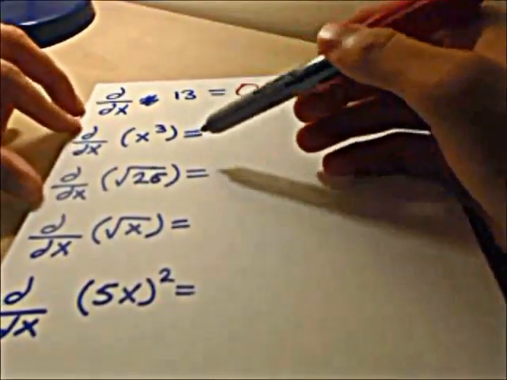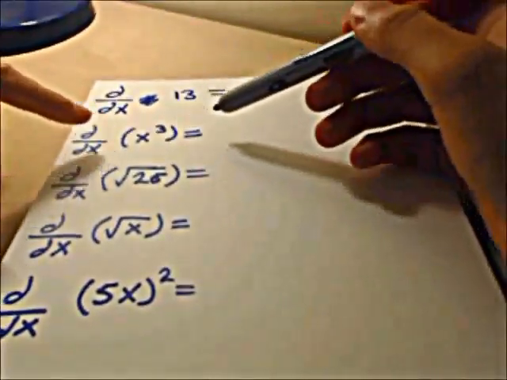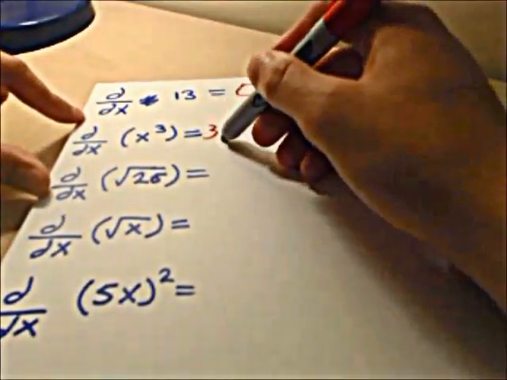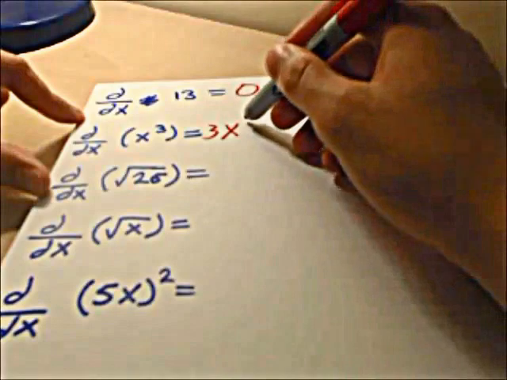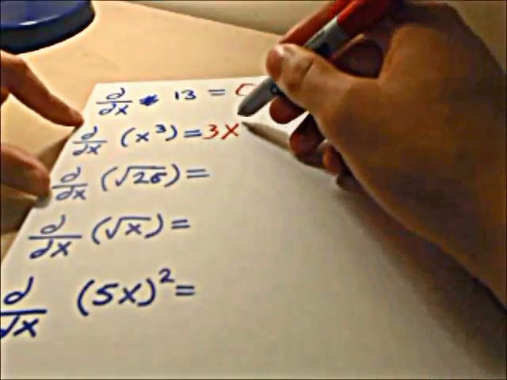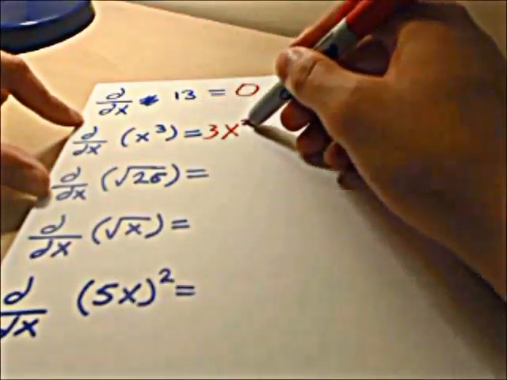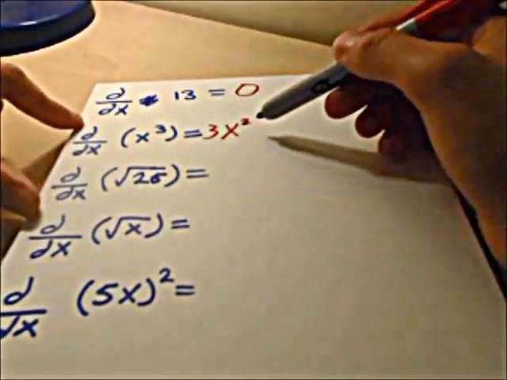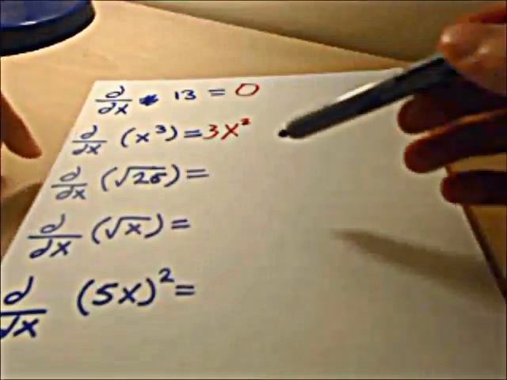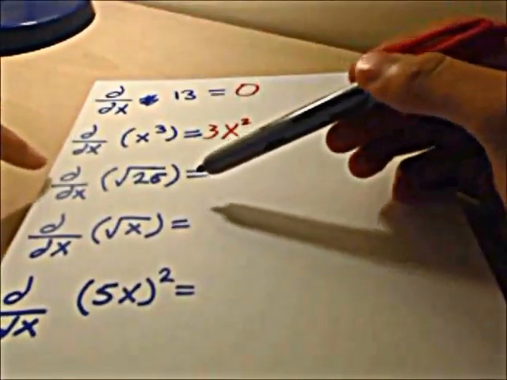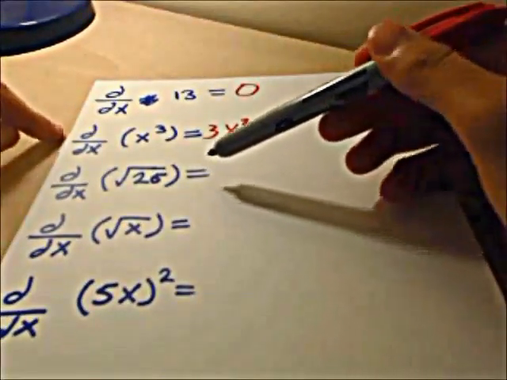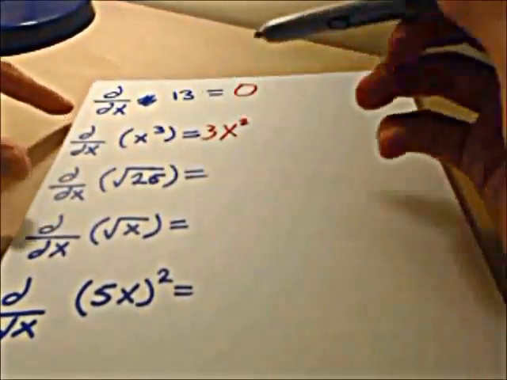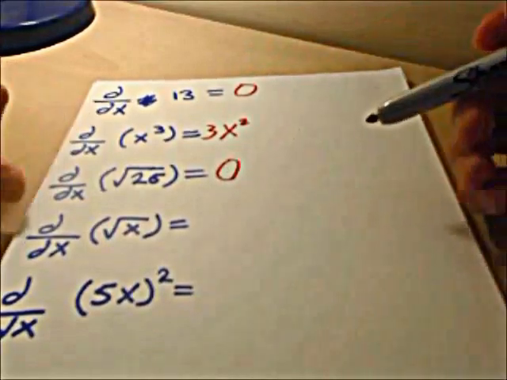In the second example, we've got a derivative of x to the power 3. So what we do is bring that power next to the x, next to the variable, and take 1 from the original power. So 3 minus 1 is 2. So the derivative of x cubed is 3x squared. Again, in this example, the derivative of square root of 26. But hey, this is actually a number, just like 13, so the derivative of that would be 0.